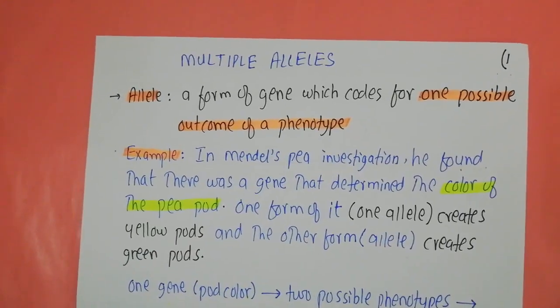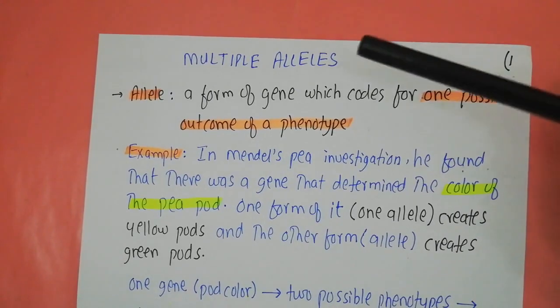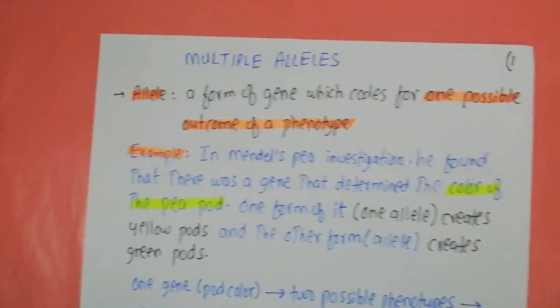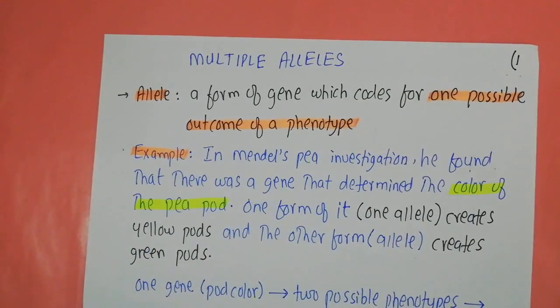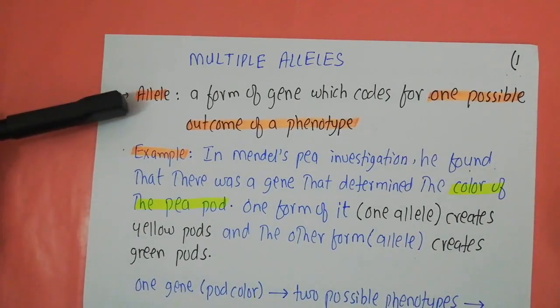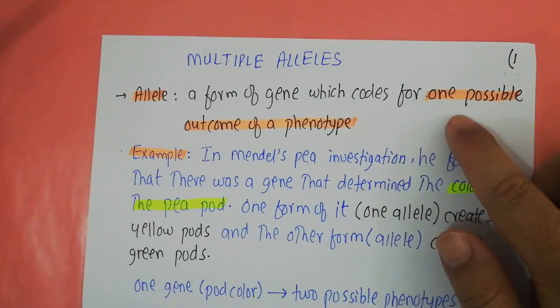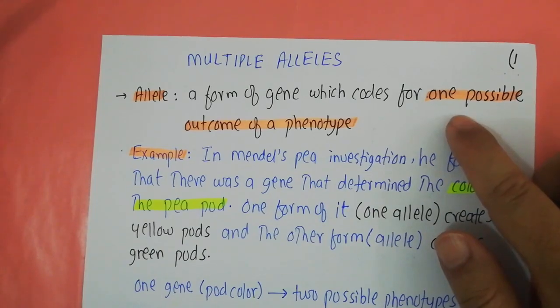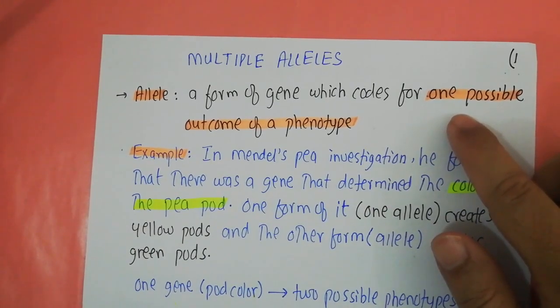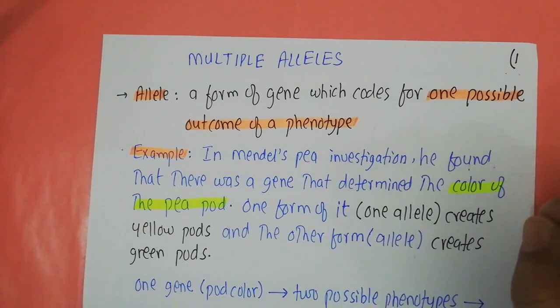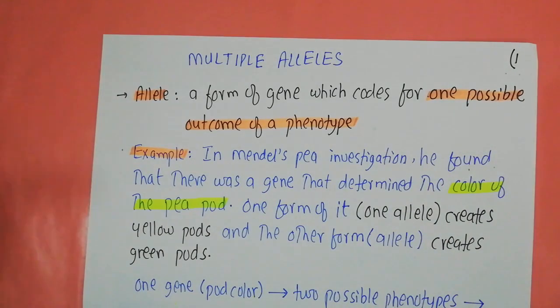Welcome back to this next video, and in this video we are going to talk about multiple alleles. So the first thing you need to understand is what an allele is. An allele is a form of gene which codes for one possible outcome of a phenotype. This is how we define an allele. Let me give you an example of this.